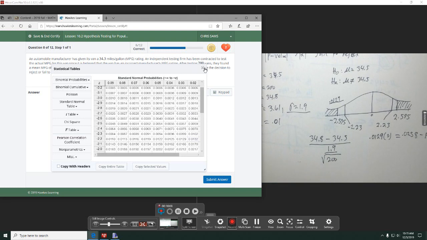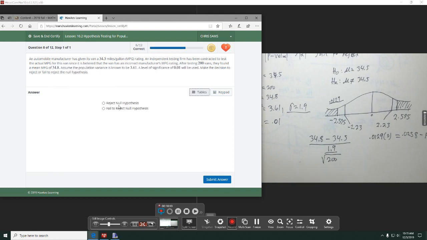So when concluding this test, we would fail to reject the null. And the null was stating that the gas mileage is equal to 34.5. So what that means is that the little bit of difference that we're seeing, which is 0.3 miles, is not big enough to say that it's not equal to that, because it could be.